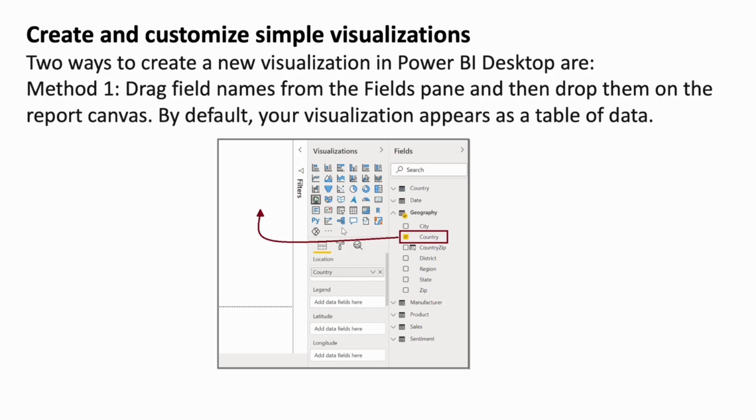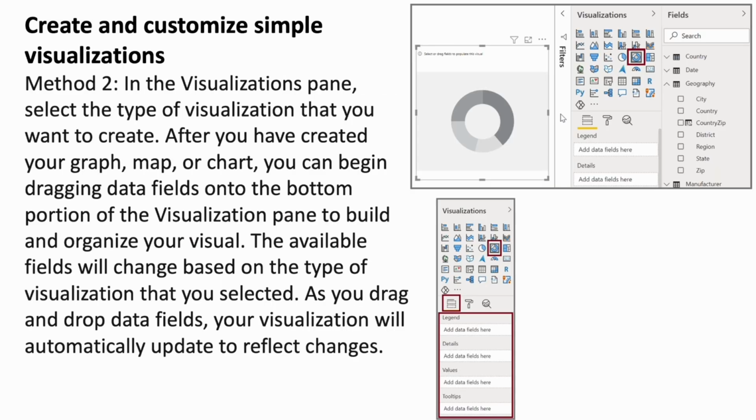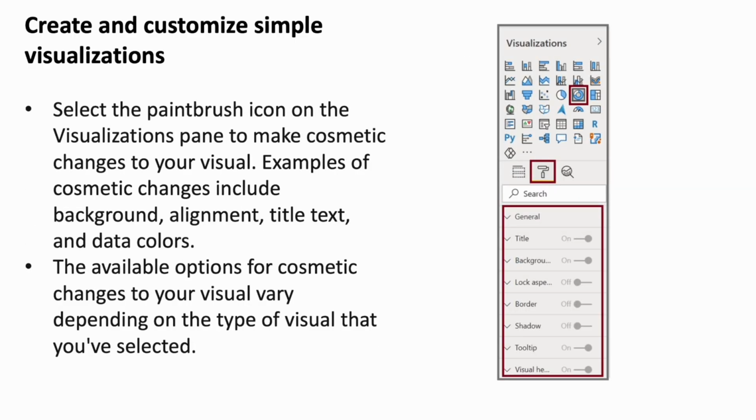Drag fields from the Fields pane onto the report canvas. Power BI may generate a default table or chart. Select a chart from the Visualizations pane, then drag fields into axis, values, legend, etc. The visual updates automatically. Use the paintbrush icon to adjust formatting, background, alignment, title, and data colors. Each visual type offers specific formatting options.